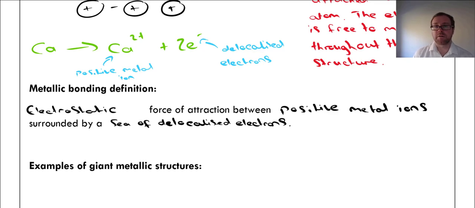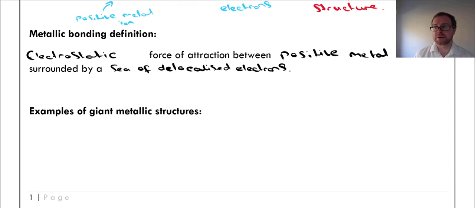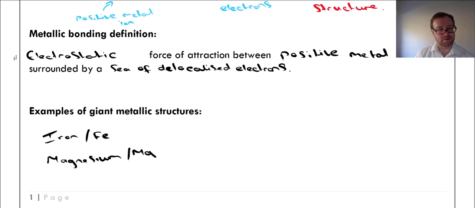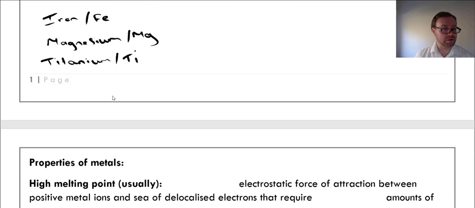Okay. Right, okay. Some examples of giant metallic structures. Well, I'll let you think of some of these. I'll give you a couple of seconds to have a go at writing some down. Okay. Alright, I'm sure you've managed to figure this out. It wasn't a trick question. So, for example, we may have iron is an example of a metallic structure, magnesium, Mg, titanium. So any metal that is on its own is going to be a giant metallic structure. Stands to reason.